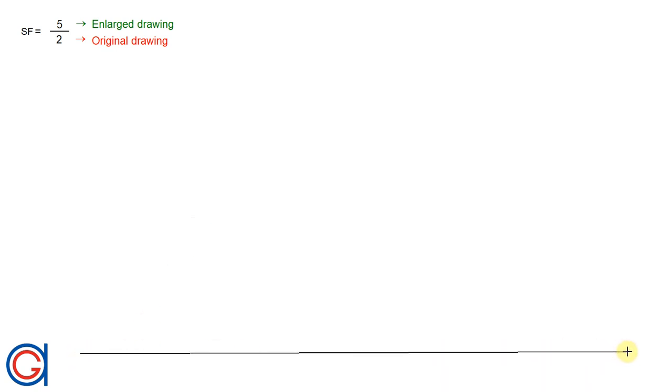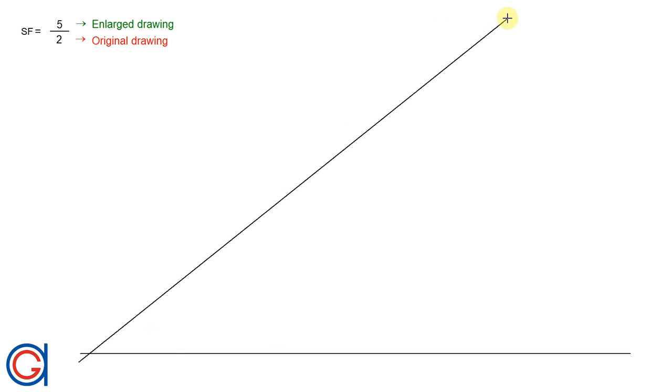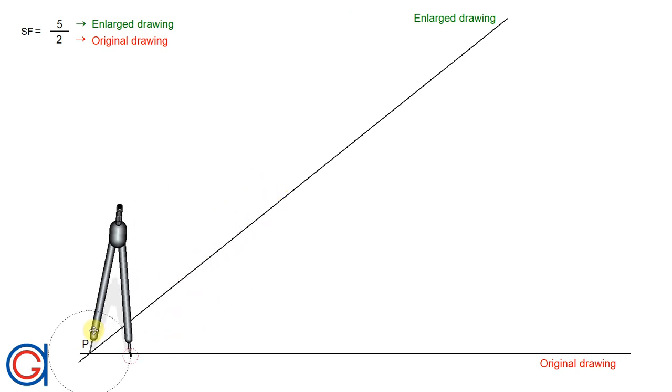So the first step we are going to do is to draw a horizontal line on the bottom of the screen. And from the left side of this line, we are going to draw a diagonal ray of any angle. And where these two lines intersect each other, we will call it point P, as can be seen here. So the horizontal line represents reality, and the diagonal line represents the enlarged drawing.